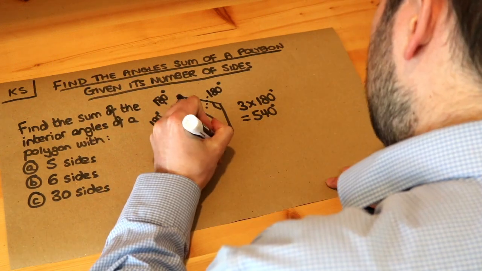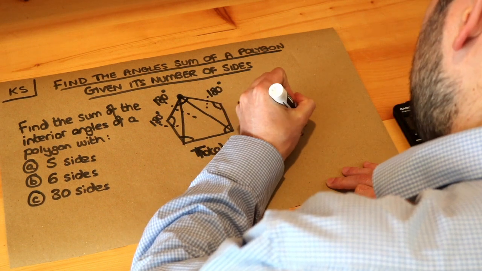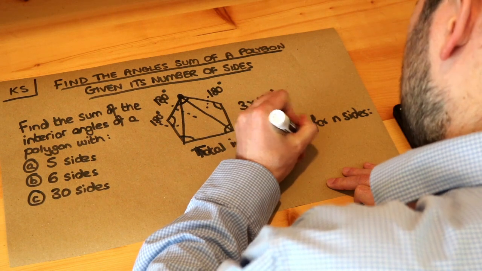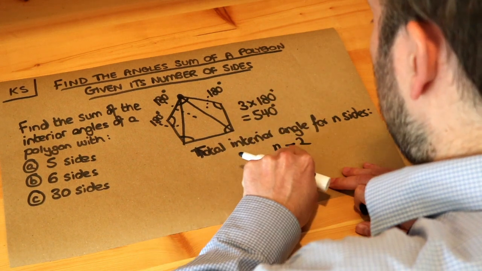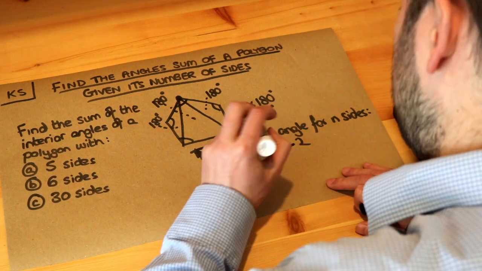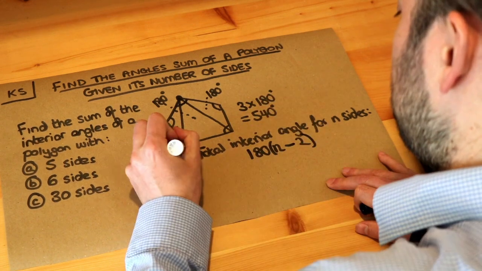Now therefore the formula, if you have n sides, so the total interior angle, if there's n sides, we take the number of sides n and we take away 2 from it. That gives us the number of triangles. So 5 minus 2 was 3 in this case, 3 triangles, and whatever that number is, we times it by 180 degrees, and that will be the total interior angle.